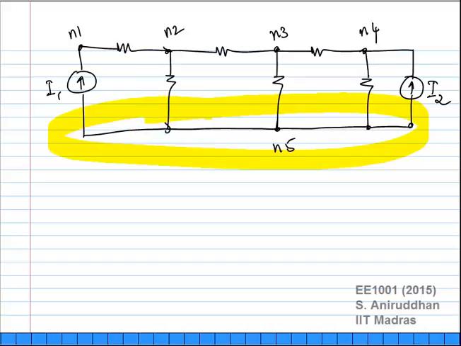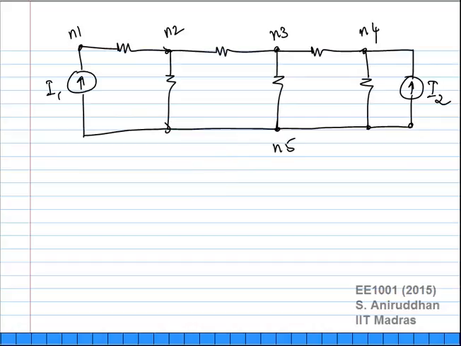Okay. Now how do I start off analyzing this? So I'll even name these resistors R12, R23, R34, R25, R35 and R45. I'm just naming them based on the nodes between which they are connected. Okay. Now there are many ways to start approaching this analysis.